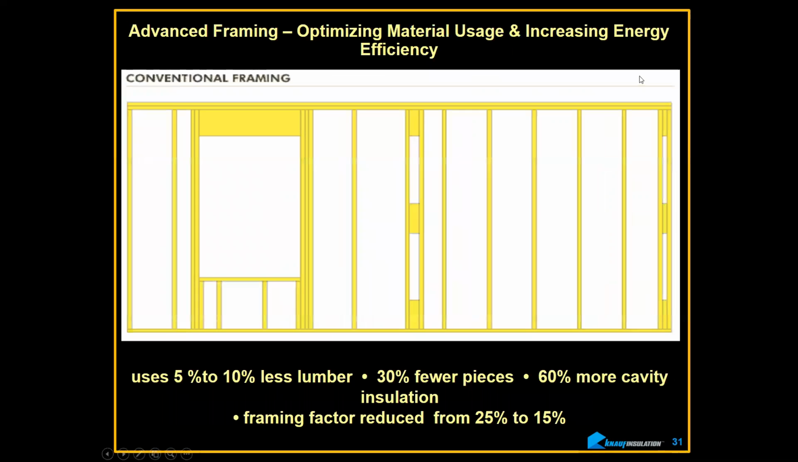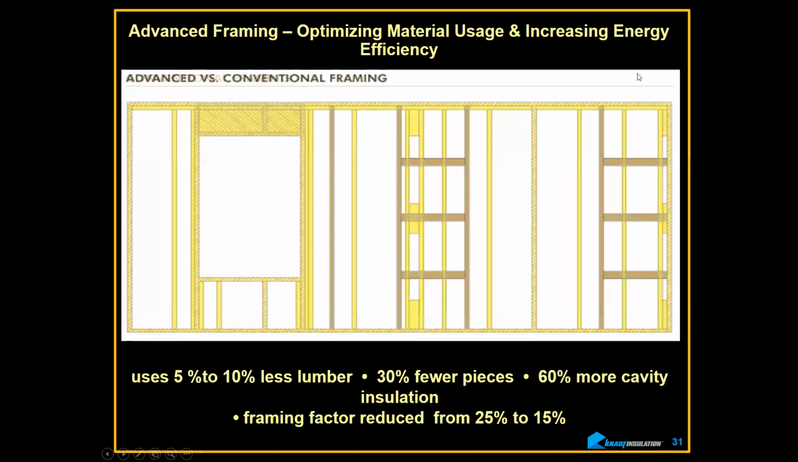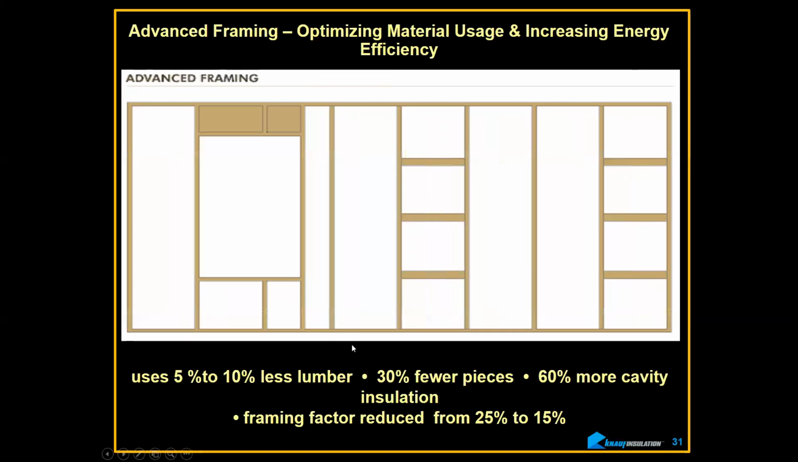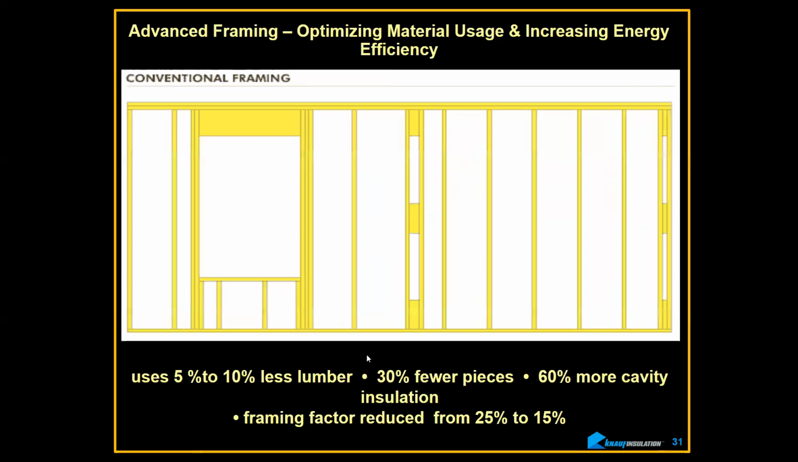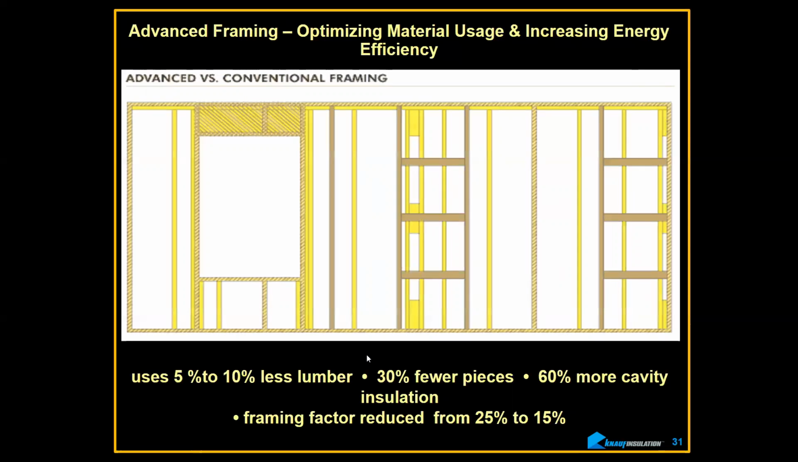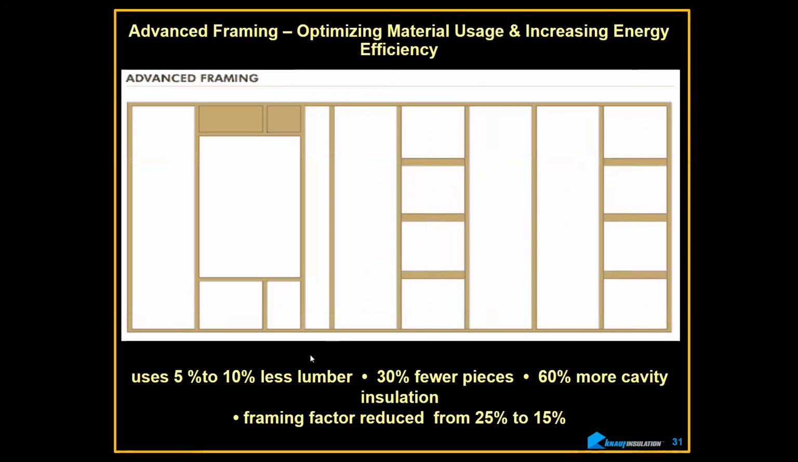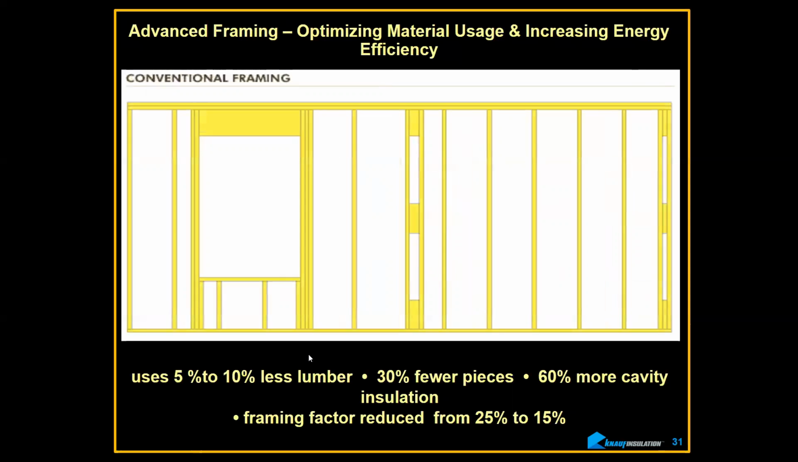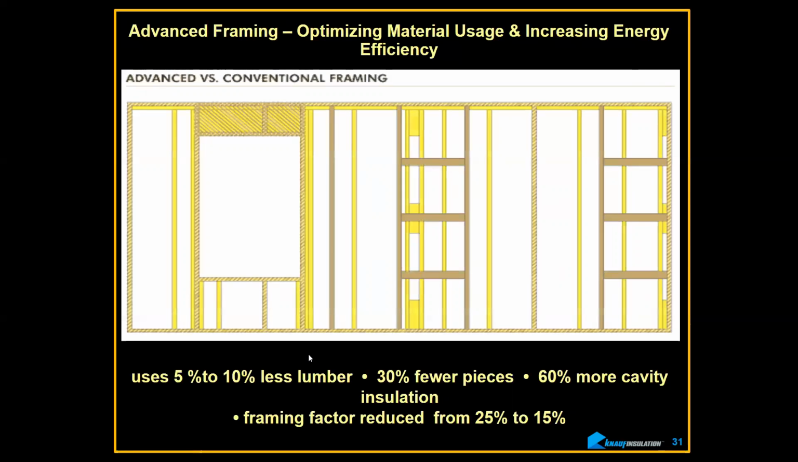Advanced framing. I'm a big fan of advanced framing. This is conventional, and you can see the difference in how much lumber you save. 30% fewer spaces, 60% more room in a cavity for utilities and everything else, fewer bends for plumbers, which means fewer fittings. Fittings are the most expensive part of the plumbing system.